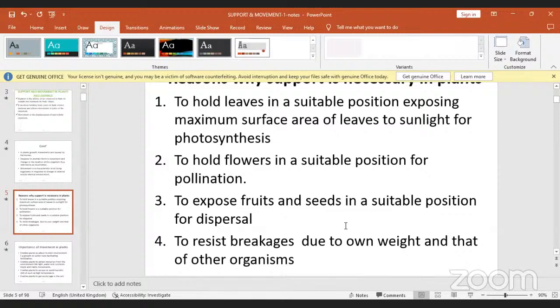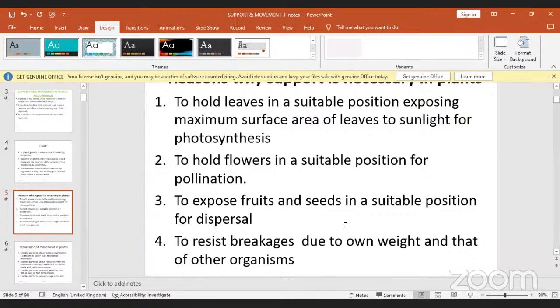Then another one is to expose fruits and seeds to suitable agents of dispersal, and we know this. For those who like fruits, you're able to see mango fruits, lemon fruits, pineapple. Which other fruits do you guys love? Whichever fruits you love eating, you're able to see them because they have been exposed by various support structures for various plants, like avocados.